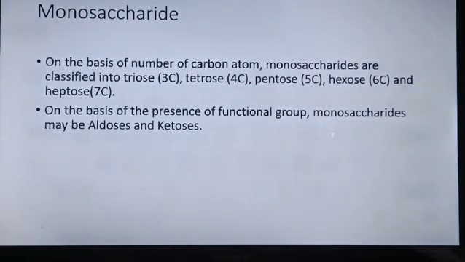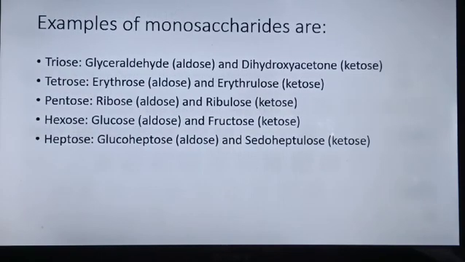Now monosaccharide. On the basis of number of carbon atoms, monosaccharides are classified into triose having 3 carbon atoms, tetrose having 4 carbon atoms, pentose having 5 carbon atoms, hexose 6 carbon atoms and heptose having 7 carbon atoms. On the basis of the presence of functional groups, monosaccharides again are classified into aldoses and ketoses. Aldoses are the monosaccharides in which aldehyde is the functional group, and ketoses are the monosaccharides in which ketone is the functional group.